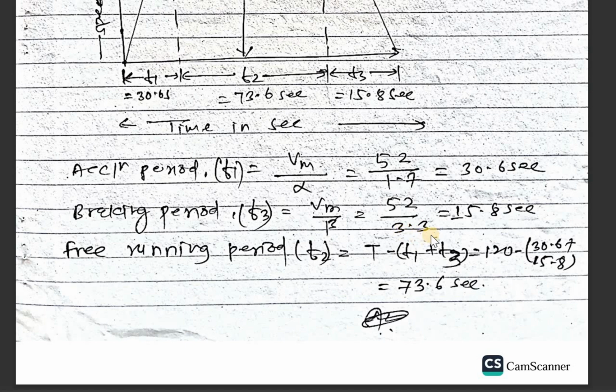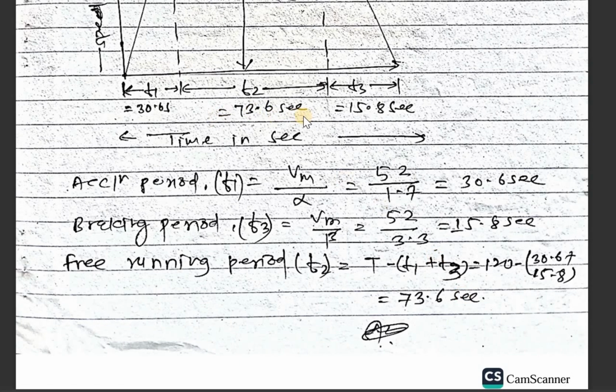So T1 equal to 52 upon 1.7, that is 30.6 seconds, and braking time T3 equal to Vm upon beta, that is 52 upon 3.3, 15.8 seconds, and free running period T2 equal to T minus (T1 plus T3). So 120 minus (30.6 plus 15.8), that is 73.6 seconds. This is 73.6 seconds, 15.8 seconds, and 30.6 seconds.